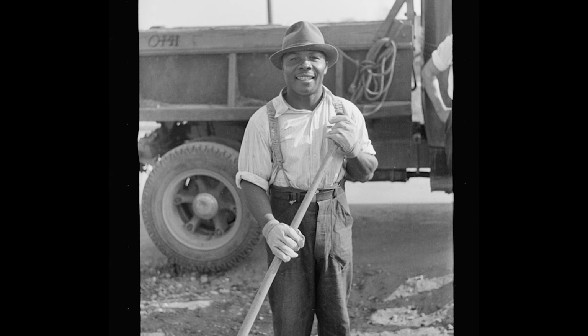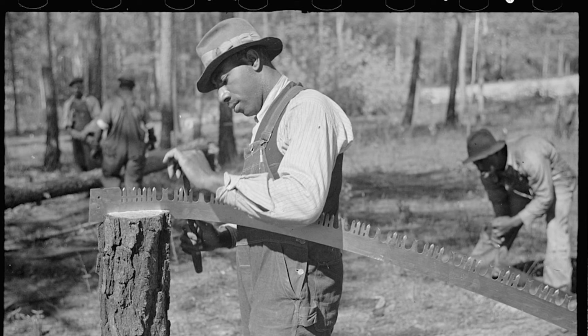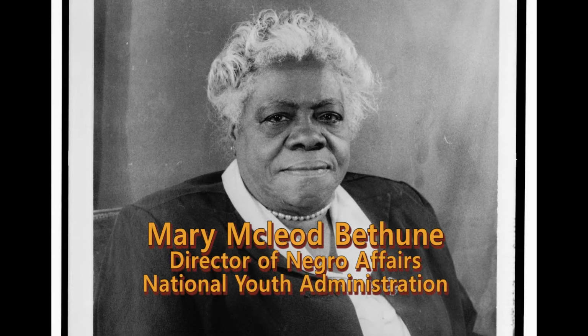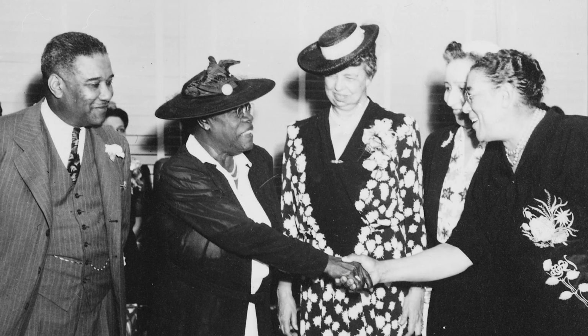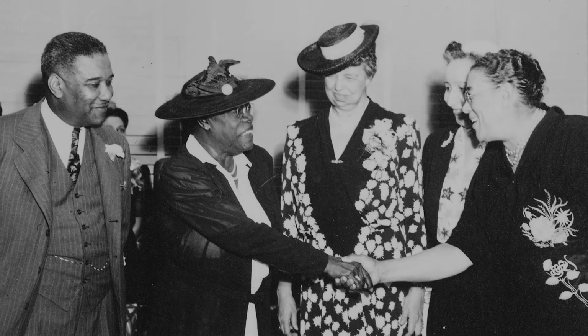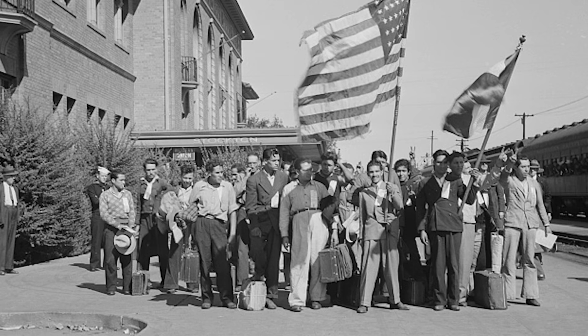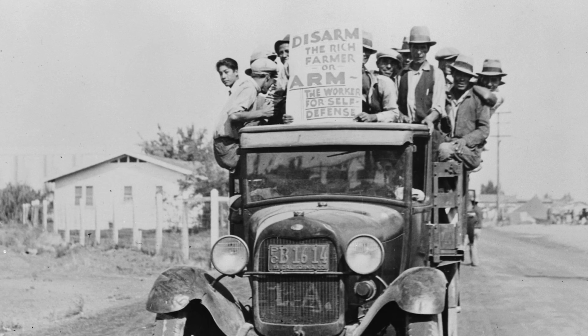Between 1936 and 1939, participation of black people in the Civilian Conservation Corps rose from 6% to 11%. Mary McLeod Bethune, appointed as Director of Negro Affairs in the National Youth Administration, was the first African American to lead a government agency.